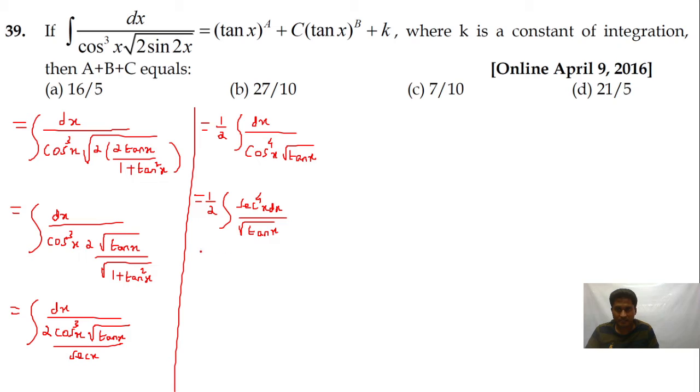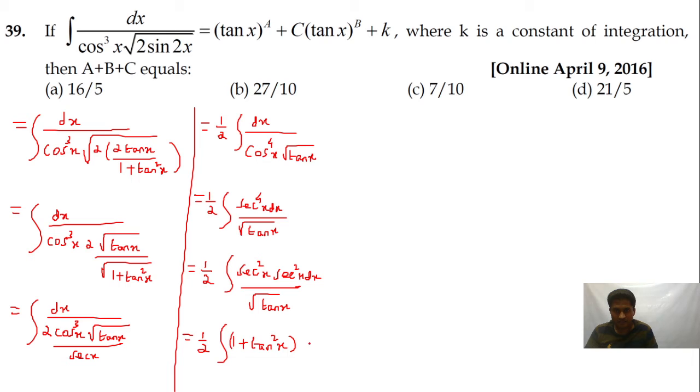So this can be written as 1 upon 2. Sec power 4 can be written as sec square into sec square. This is sec square into sec square dx upon root of tan x. So this 1 upon 2 I'll keep as it is. One sec square I'll write as 1 plus tan square, into sec square x dx upon root of tan x. Now I have brought it to the standard form. Now it's easy. I'm going to put tan x is equal to t.